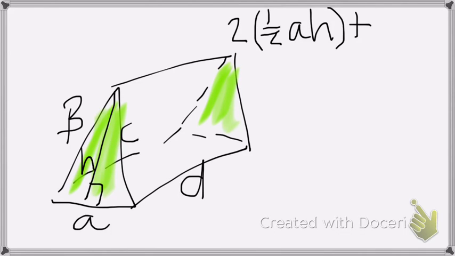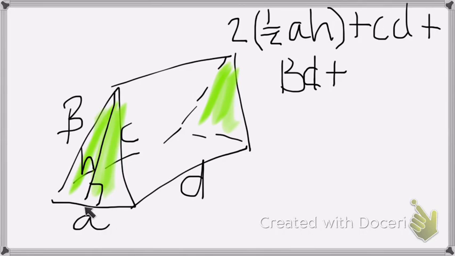And then we are going to have to add in our side pieces, which this side piece is C times D. And then we are going to add in this other side over here, which is B times D, because we know that this side of the rectangle is B, and this side of the rectangle on the back side is D. And then we're going to add in the bottom piece, which is this rectangle on the bottom, A times D. So it's a bit longer of an equation.